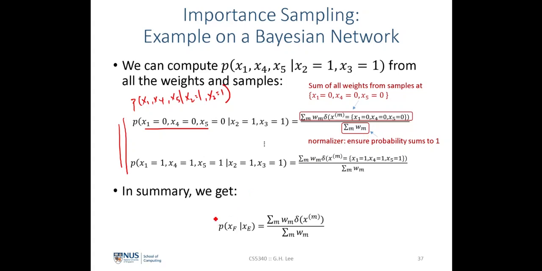And in summary, we will be able to compute the conditional probability of a set of query nodes conditioned upon a set of evidence nodes by this particular equation over here, that relies on importance sampling, or the samples that we have drawn from the proposal distribution weighted by the importance weights.